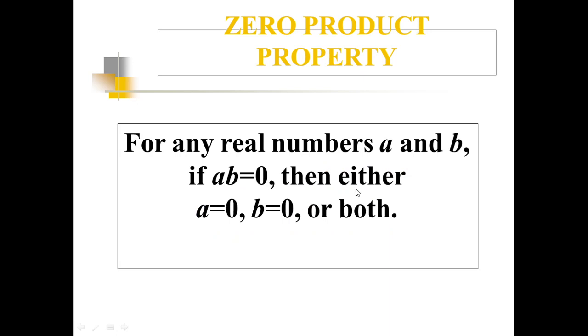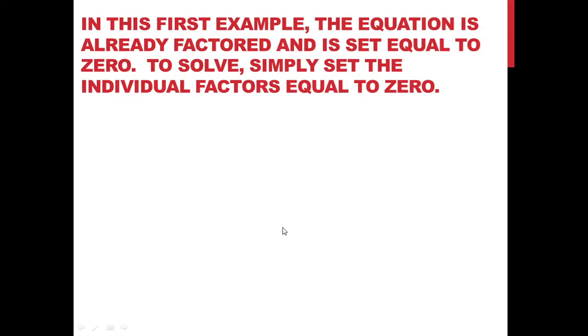Now, solving quadratic equations using factoring, we need the zero product property. How does the zero product property work? For any real numbers a and b, if a times b is equal to 0, then either a is equal to 0, b is equal to 0, or both. For you to fully understand how it works, let's have an example.